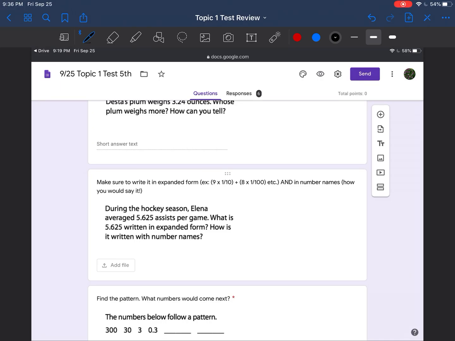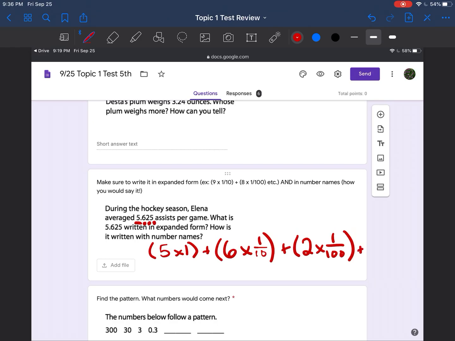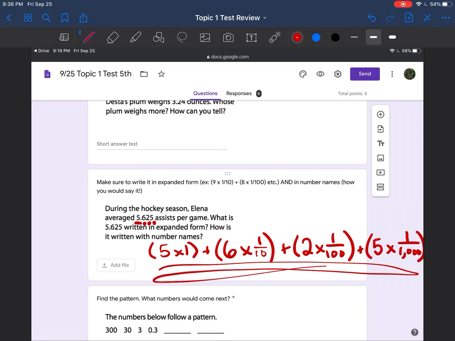Okay, so you have to write it in expanded form. So this 5 right here is just 5 times 1. The 6 is in the tenths place, so we multiply it by 1/10. The 2 is in the hundredths place, so we multiply it by 1/100th. And lastly, the 5 is in the thousandths place, so we multiply it by 1/1,000th. So that's it written in expanded form. Remember, expanded form is stretched out.